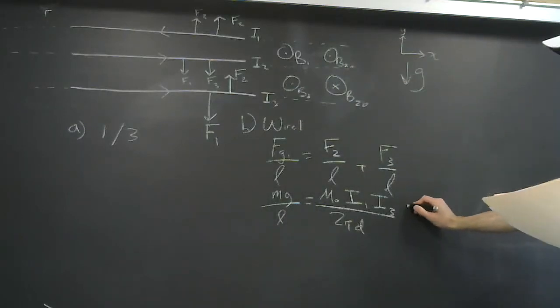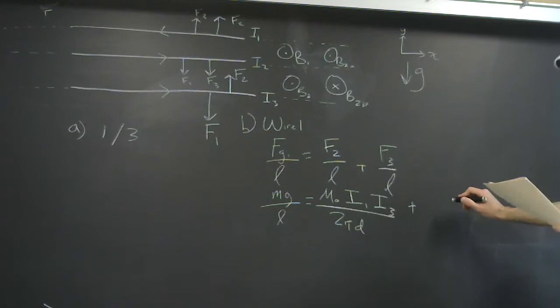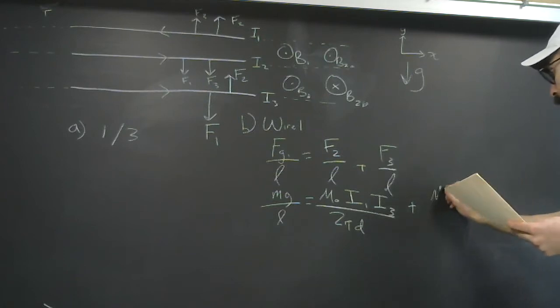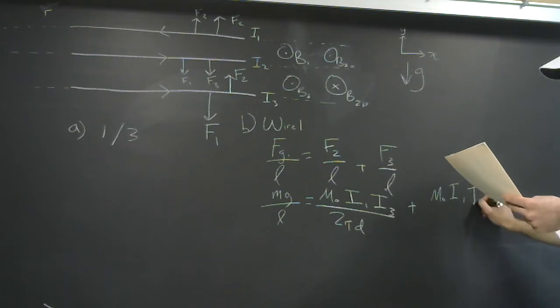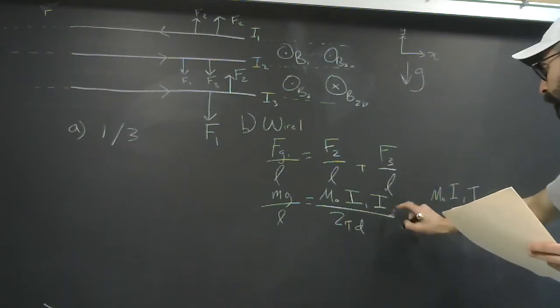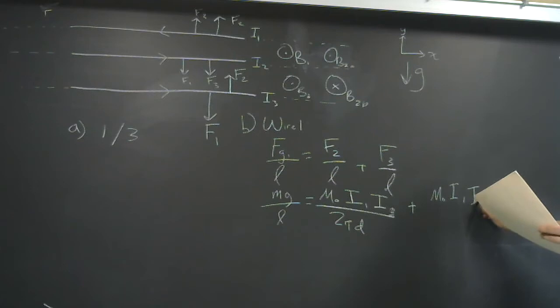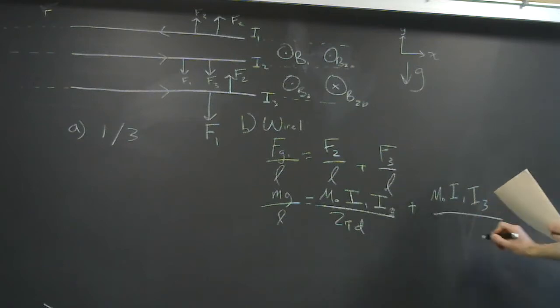And then since our forces are in the same direction, we're going to be adding here. Same thing. So we're going to do that mu naught, except for now, sorry, this should be I2 here. Now we're talking about I3. The distance between I1 and I3 is just 2d.